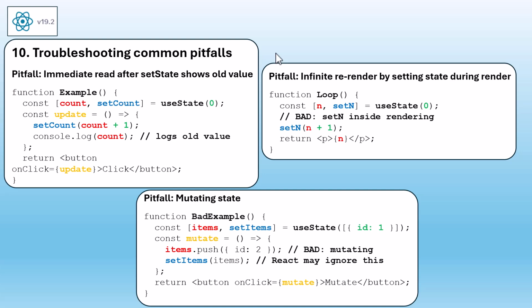If you set state unconditionally during render, rather than in an event handler or effect, you may create a loop of re-renders which leads to an error like too many re-renders. In development mode with strict mode, React may invoke your initializer or updater functions twice to help you detect impure logic, functions that cause side effects or depend on external state. Be sure your initialization and updates are pure, no side effects, to avoid unexpected results.